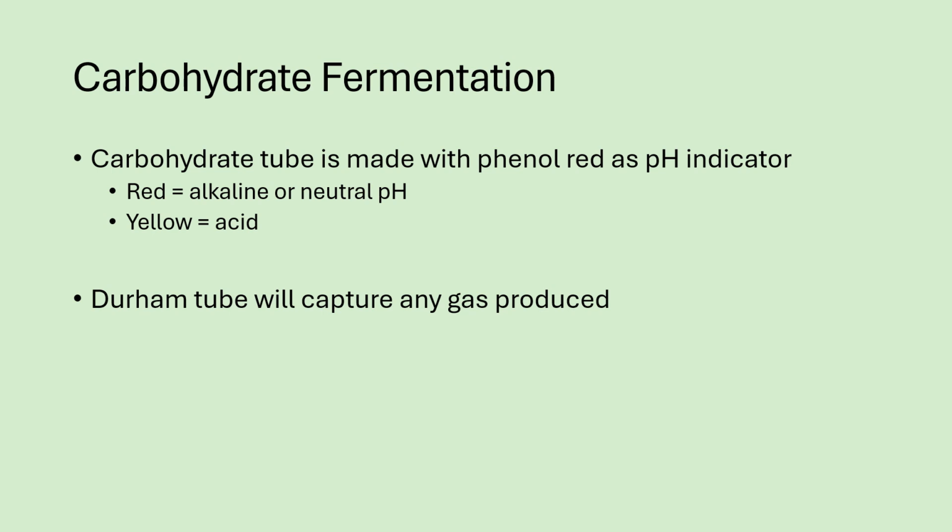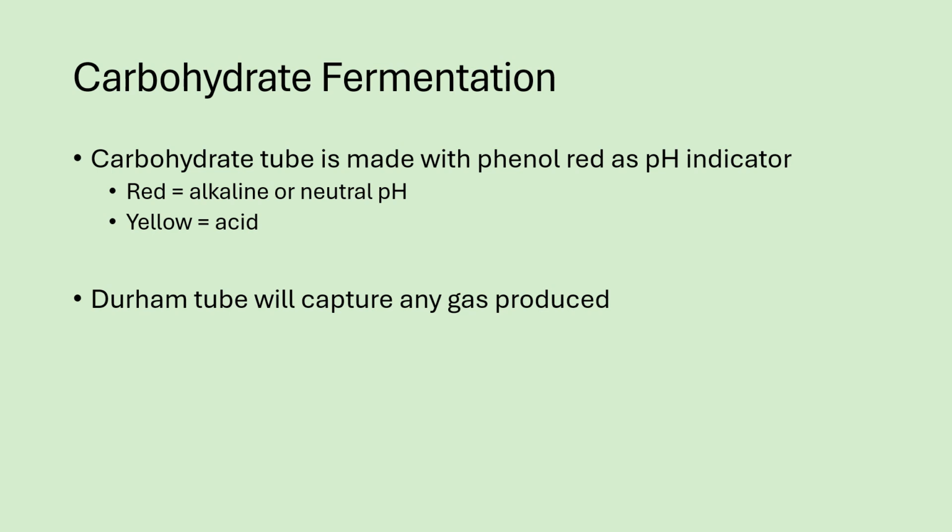The carbohydrate solution is made up as a broth. It's put in a test tube. It contains the phenol red as a pH indicator. So when it is at a neutral pH of 7 or an alkaline pH, it's going to be red. If there is acid present that drops the pH below 7, then it is going to turn yellow. So visually it's very easy to see if acid has been produced as one of the byproducts of breaking down the carbohydrate. There is also what we call a Durham tube that's placed in the test tube.